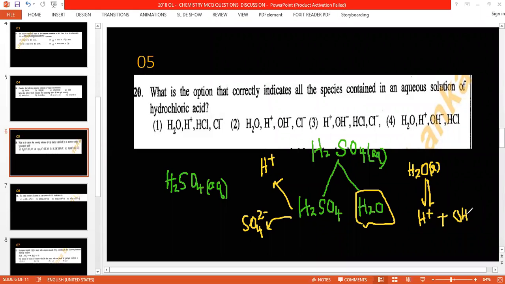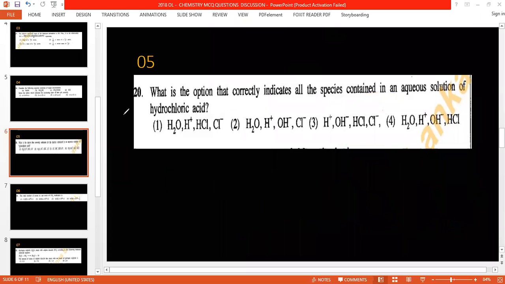So, what are the ions or species contained in H2SO4 aqueous solution? What is the answer? Mainly H+ ion, sulfate ion, and water, and also OH- ion. So this should be the answer. The answer number 2 is the correct answer. Right, let's move to another question.